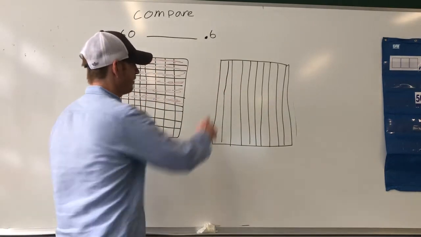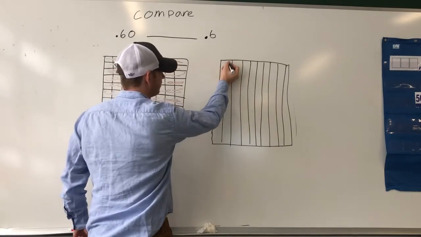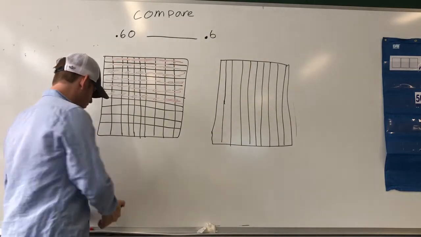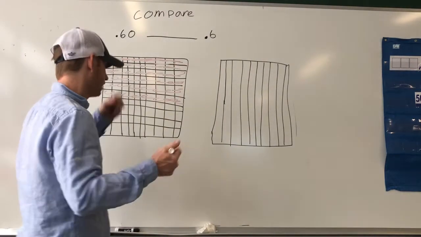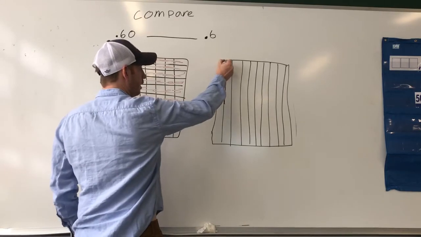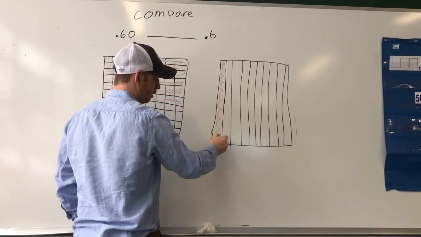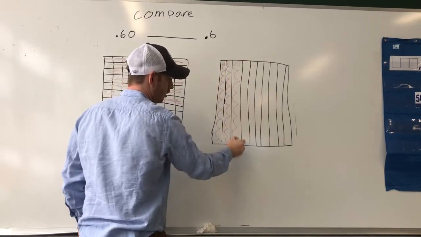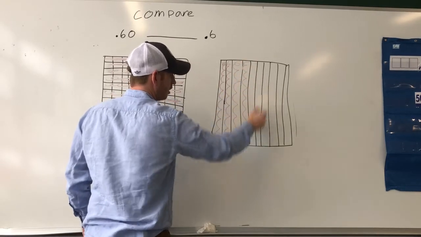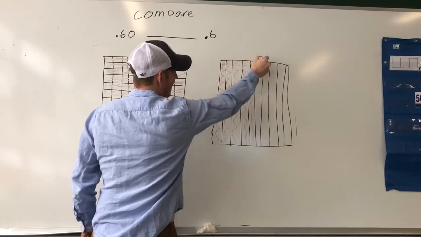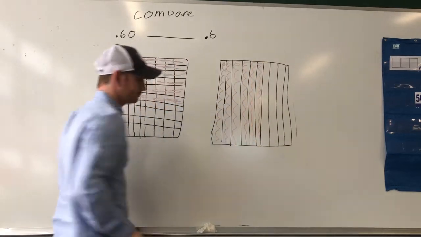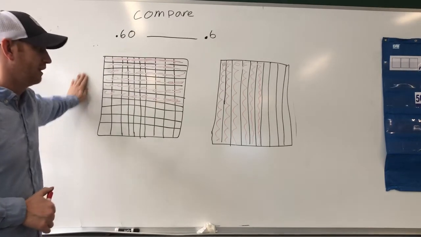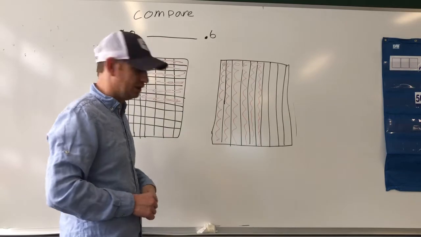And then I notice that I have to color in 6 of those tenths. 6 of those tenths. So I'm going to color in 1, 2, 3, 4, 5, and 6. So now I have 60 hundredths colored in over here and 6 tenths colored in over here.